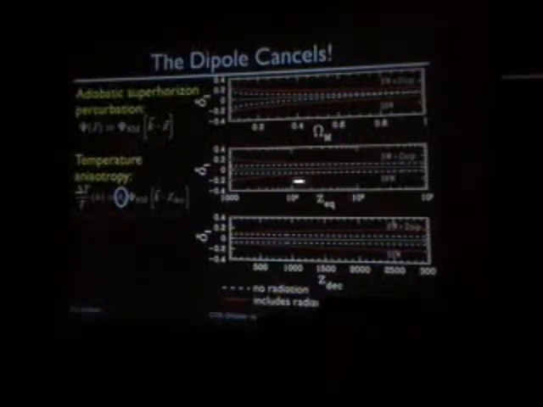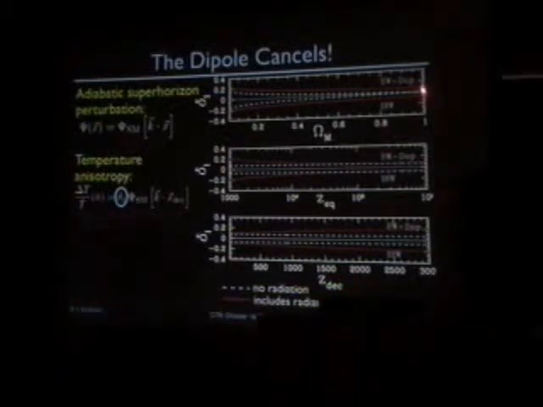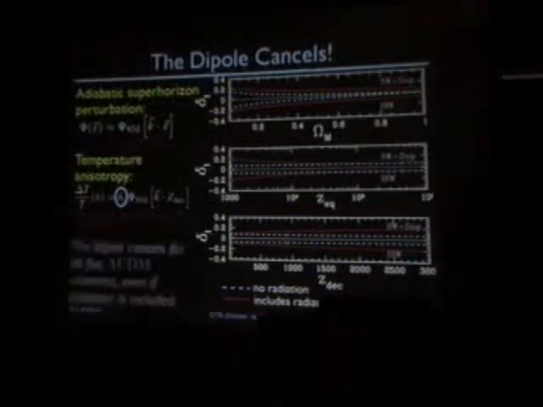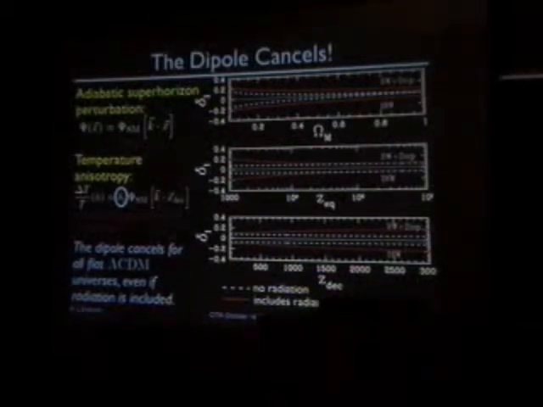So the three cosmological parameters that enter here are omega matter, the redshift of matter-radiation equality, and the redshift of decoupling. For instance, Einstein-de Sitter is right here in the blue, no radiation, omega matter equals 1. In that case, the Sachs-Wolfe and Doppler cancel, and there is no ISW. As you dial down omega matter, the cancellation is no longer perfect, but it's directly canceled by the ISW. It always sums to 0, no matter what you do. So the dipole cancels for all flat lambda CDM universes, even if radiation is included.